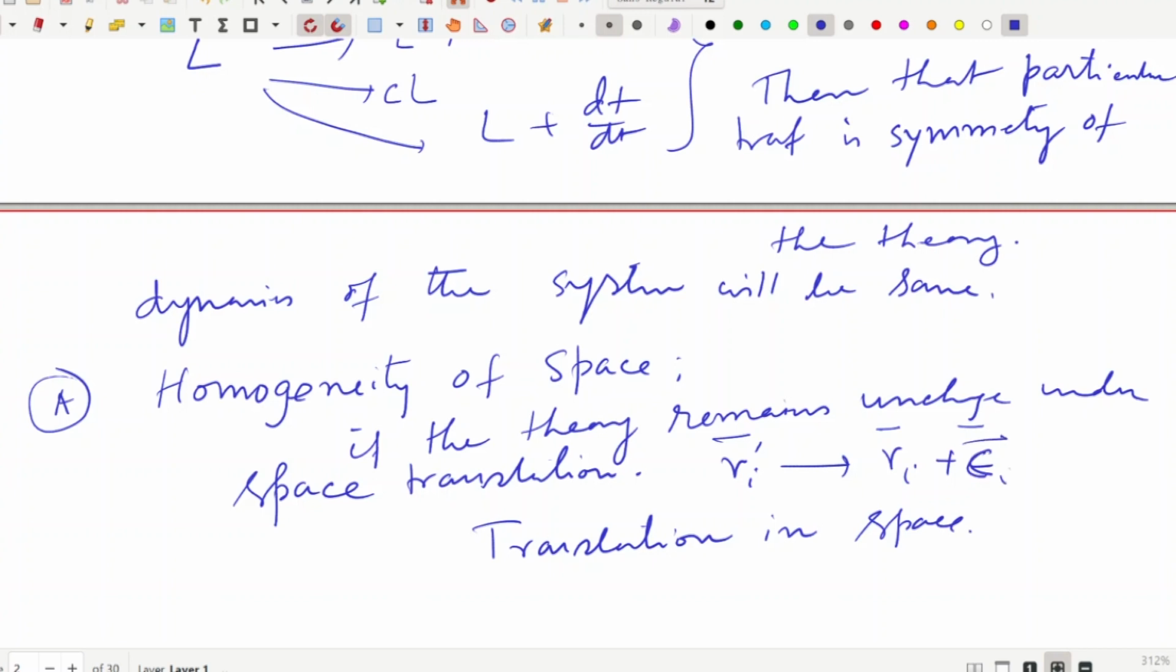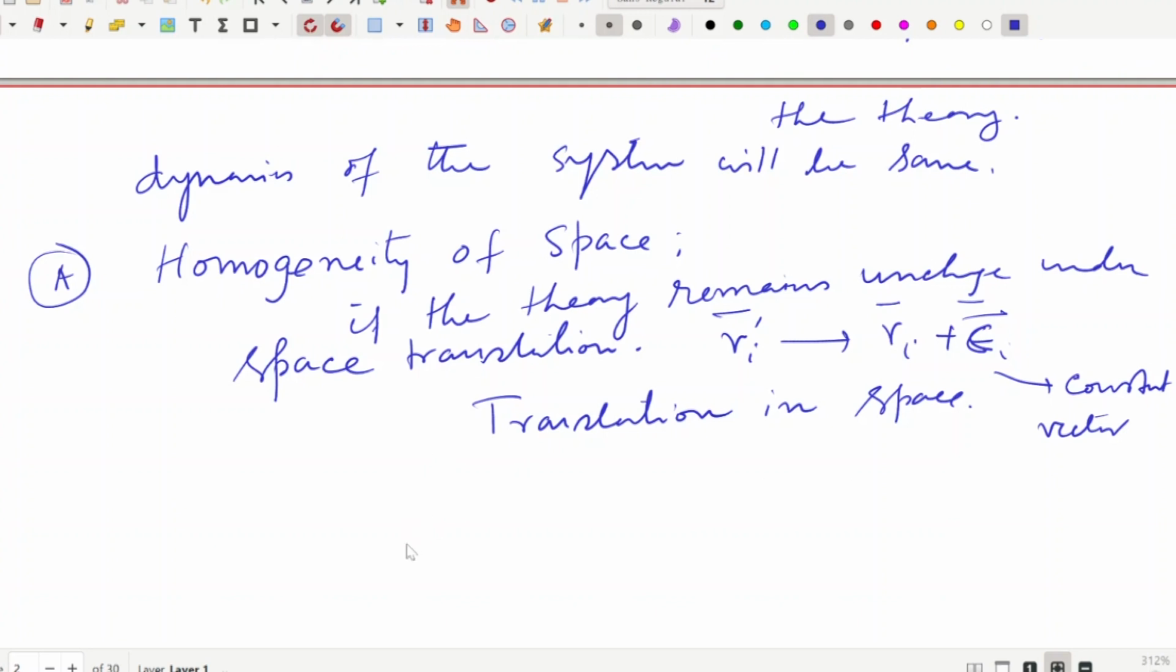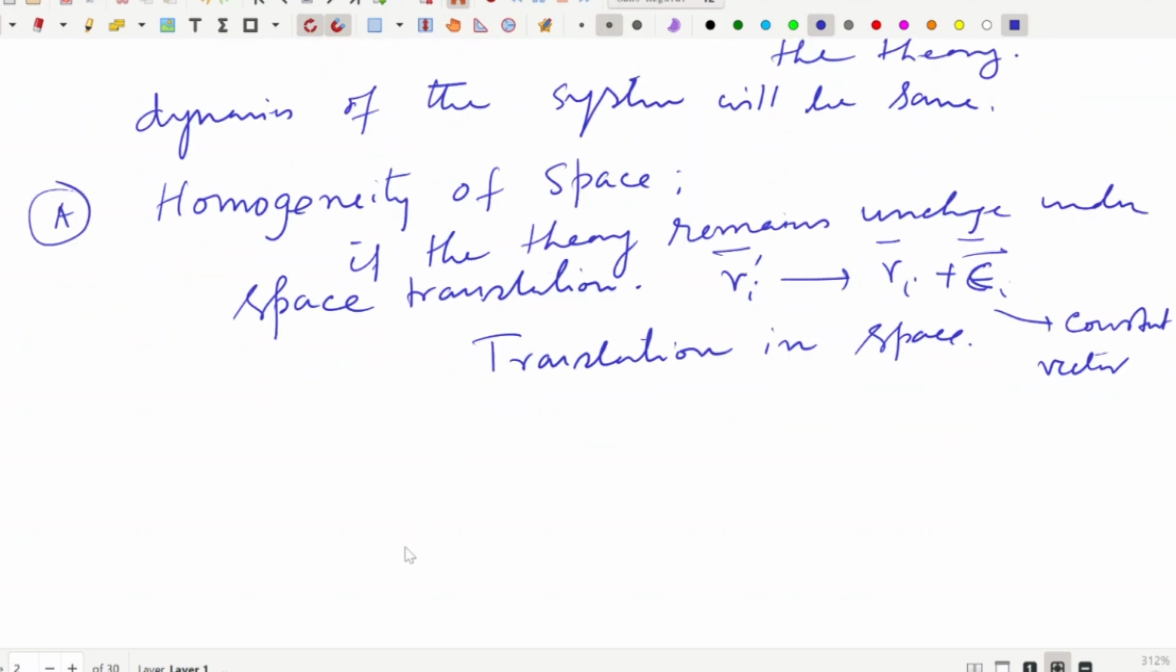Epsilon we consider is a constant vector, because Ri is a vector. So, it also has to be a vector. So, under this transformation, if the Lagrangian remains invariant, then of course the action will remain invariant. So, if the Lagrangian remains invariant, then what kind of conservation we will get, that we are going to find.